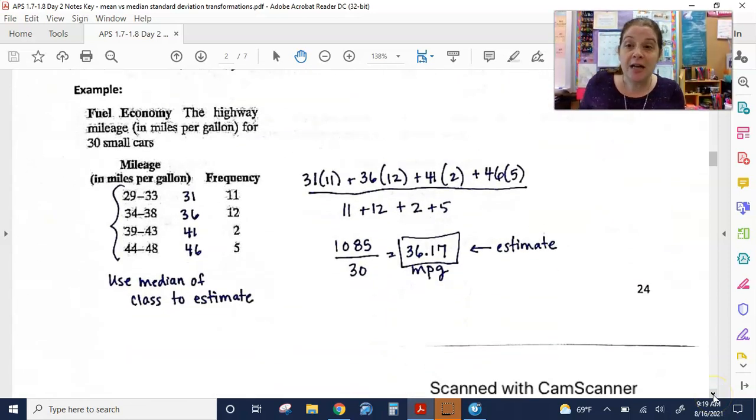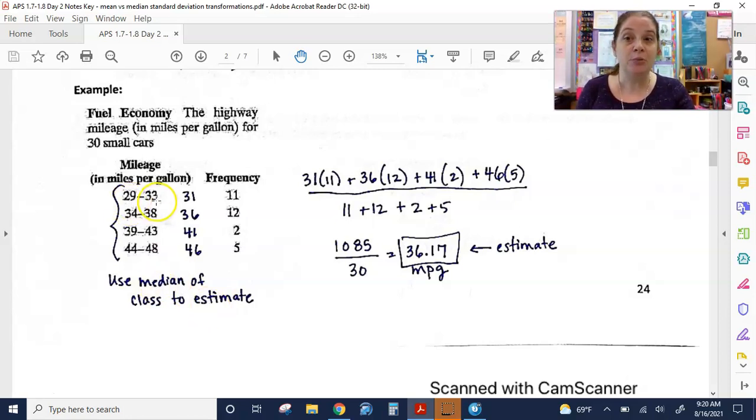Here's another one. It says fuel economy in miles per gallon for 30 small cars. In this case, they're given to us as a range. From 29 to 33, we had 11. And from 34 to 38, we had 12, etc. So if you're ever given a class, one of the little things that you can do to kind of estimate the mean, and you won't have it perfect, but to estimate it and give you a rough idea, is to use the median of the class.